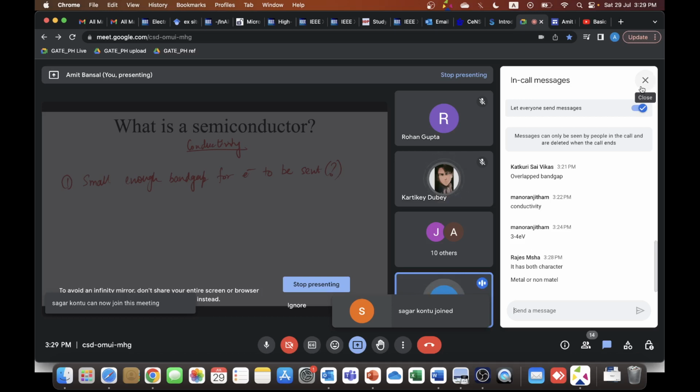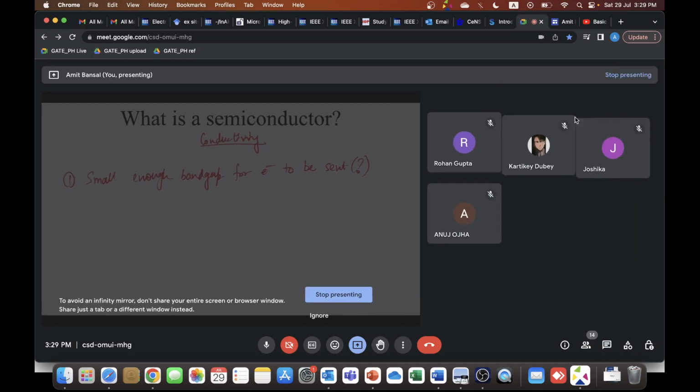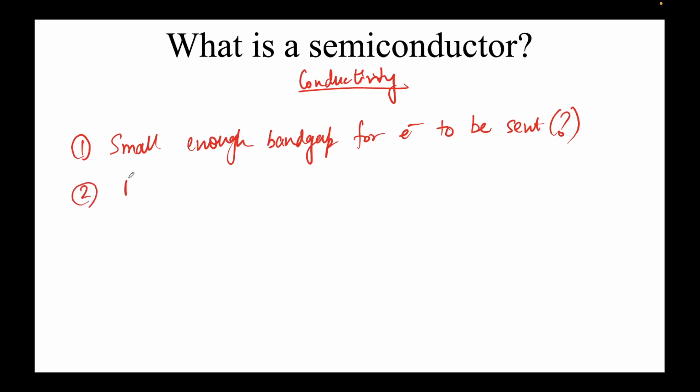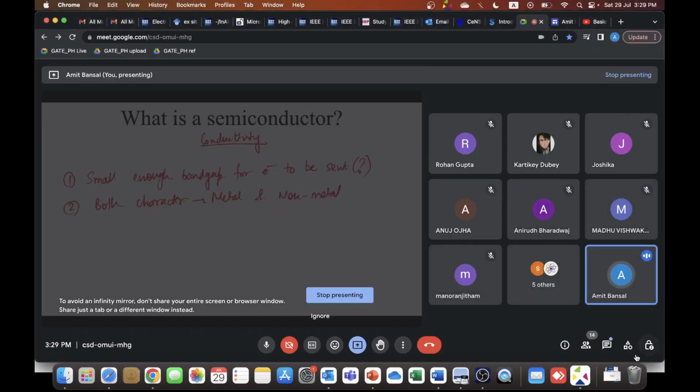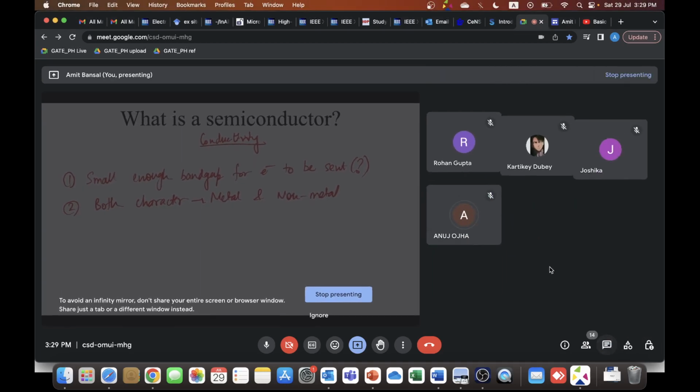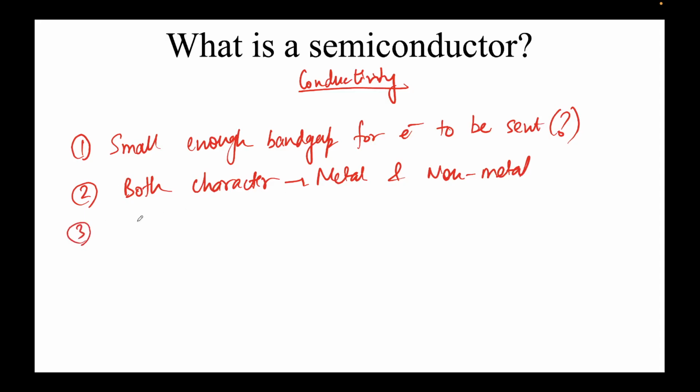Treat me as if I'm a 16-year-old young boy. Okay, I'm double that age, but treat me like that. Someone said both the characters. That's interesting. Both character of metal and non-metal. So let's talk about this property a bit more, and let's see if there are any other comments. Between conductors and insulators. The second and third points say between metal and non-metal. By non-metal I mean insulator.